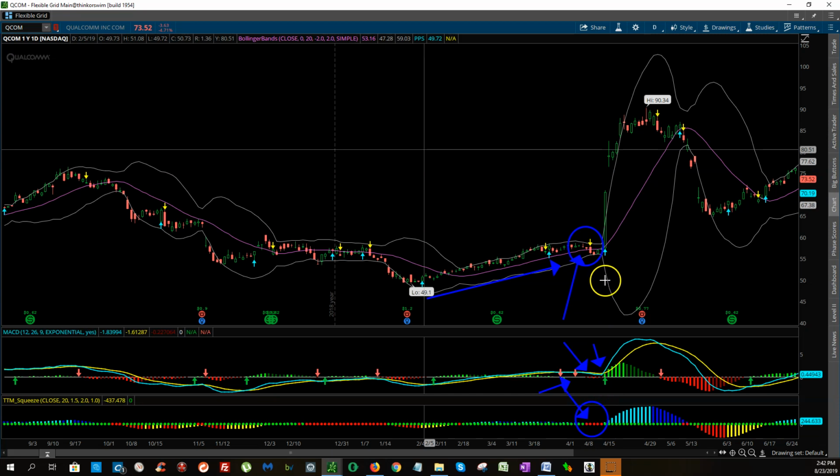That's not to say it can't happen, because obviously the squeeze indicator is just letting you know, hey, something's about to happen with volatility. There's a volatility contraction. Eventually that energy is going to get released, one way or the other, up or down.